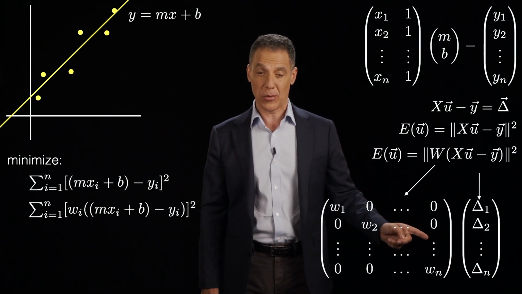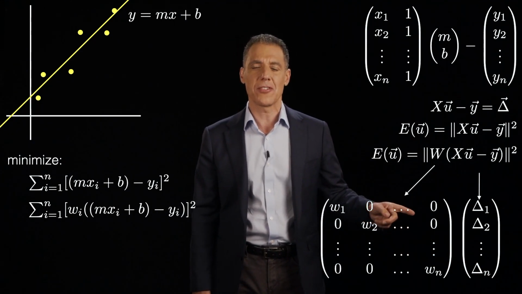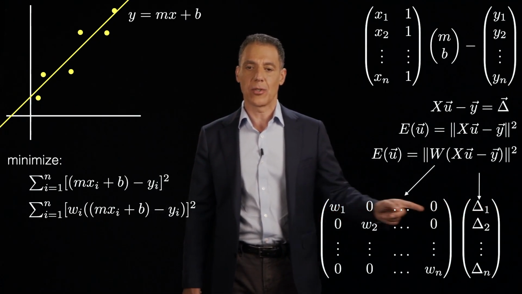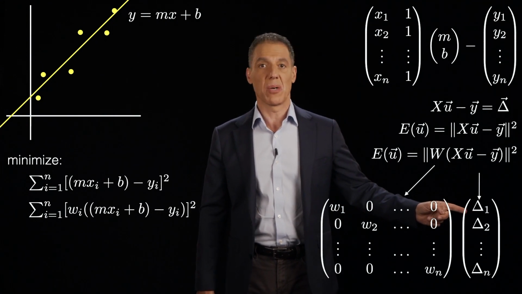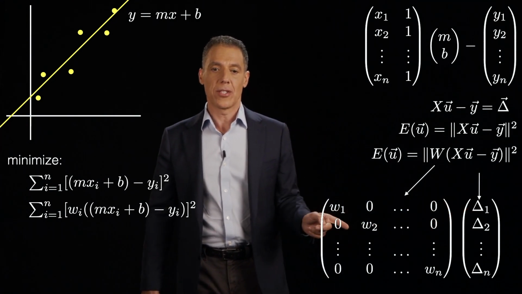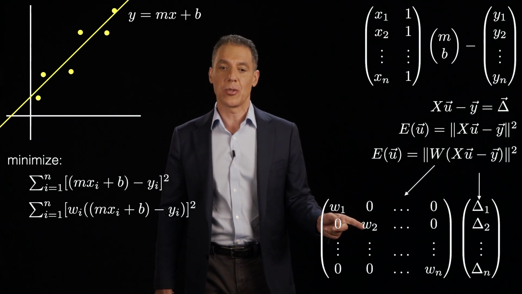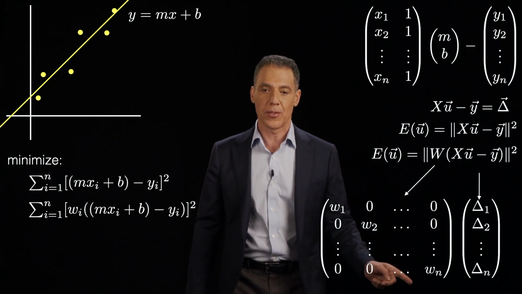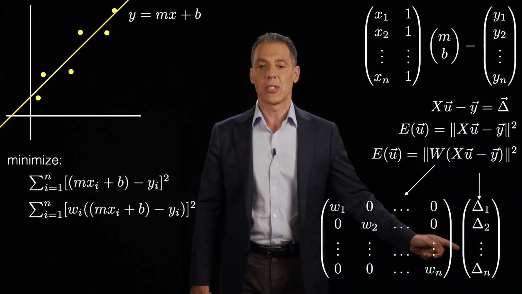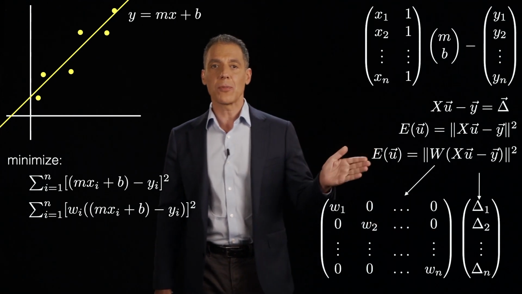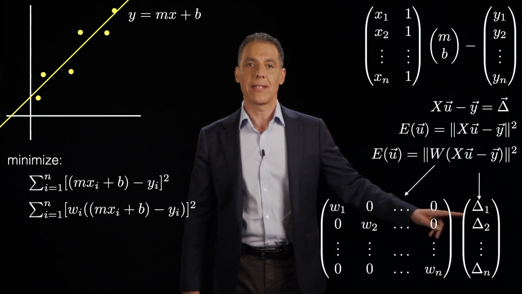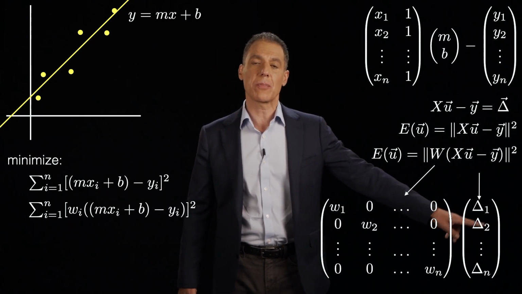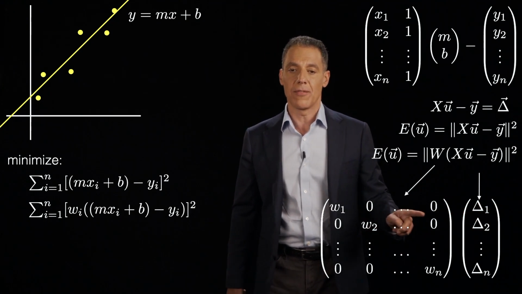Let's make sure we understand what's going on here. Let's do the matrix multiplication. This row, w1, a bunch of zeros, times delta 1. What is that? w1 times delta 1. Next row, 0 hits the delta 1, w2 hits the delta 2, of course, and then a bunch of zeros. That's w2 delta 2, and so on and so forth until I get here. I've got wn times delta n. So when I multiply this vector by a diagonal matrix, each component here gets multiplied by the corresponding element in the diagonal of the matrix.